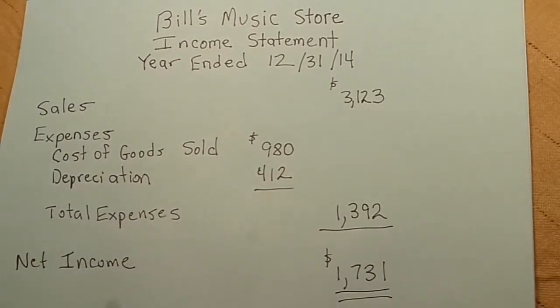Given all the facts you've seen, the balance sheet, the income statement, and the facts, produce a direct statement of cash flows. That's our requirement.